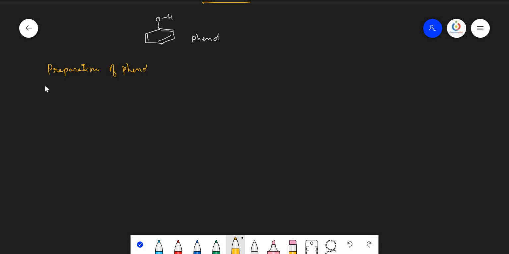Preparation of phenol. So in that first one, from cumene. Cumene is nothing but the isopropyl benzene. So how to prepare this phenol from the cumene means, we'll take the cumene. This is the cumene.